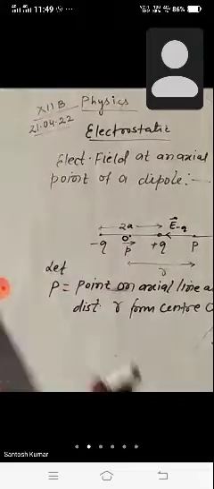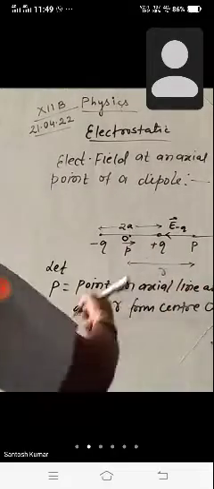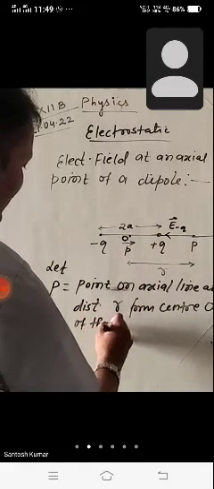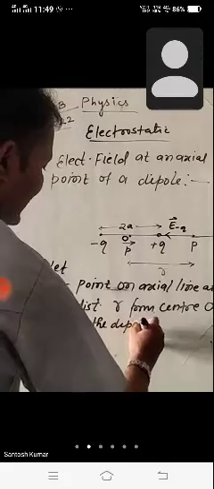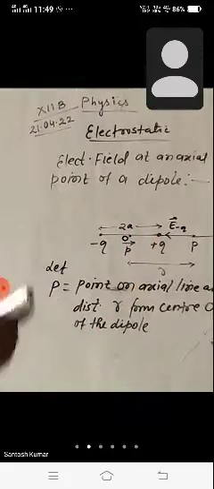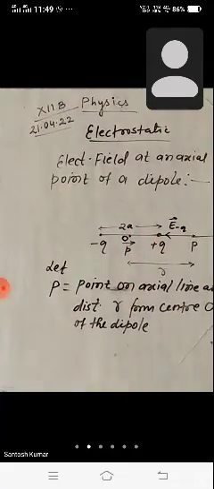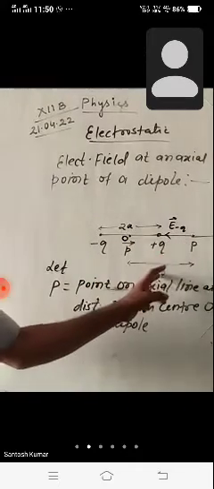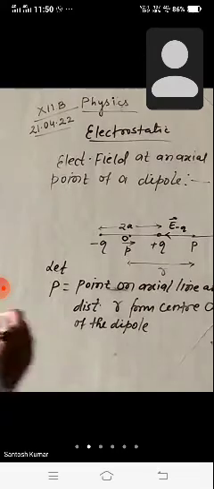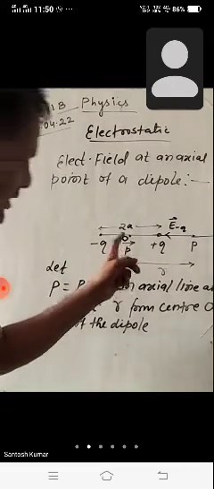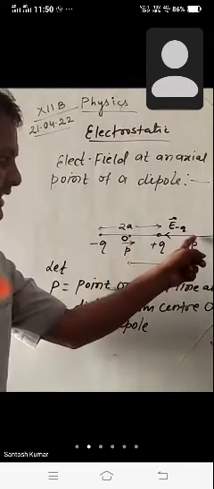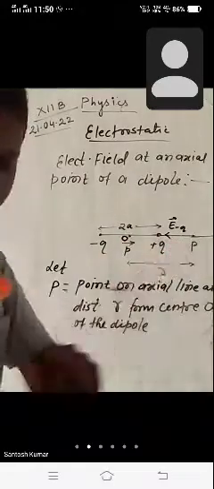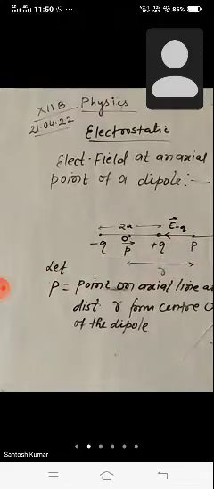So point P is on the axial line at distance r from center O of the dipole. Just see, we are talking about this particular point, which involves this value r. Now, one by one, your target is to find the electric field at point P due to charge plus Q, due to charge minus Q, and then the total field created at point P.